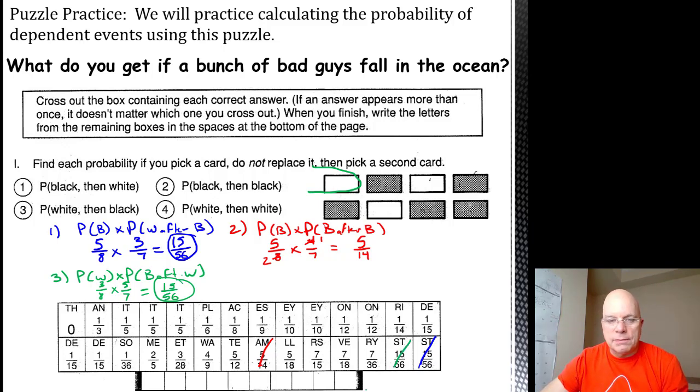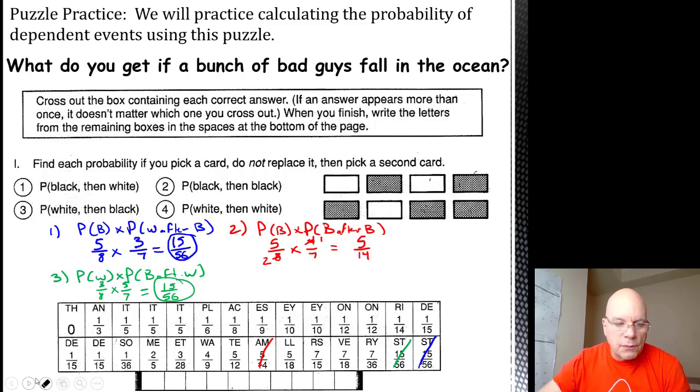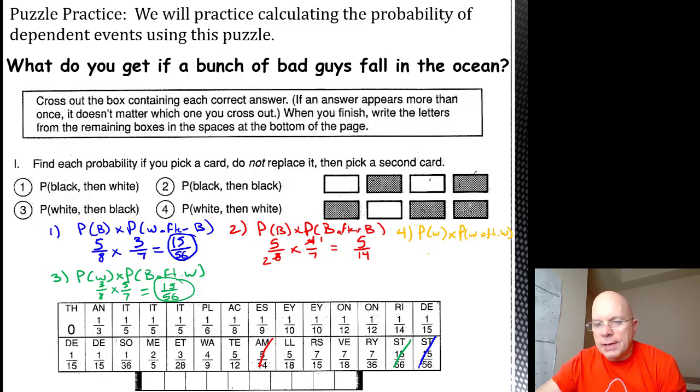So we'll cross out the other 15/56. Doing number 4 now. Number 4 says probability of white, then white, so white after white. The probability of a white card is 3/8. But then if I don't replace it, so pretend you're covering that one up, there's 2 left of the 7 remaining cards. So multiply by 2/7. The 2 and the 8 have a common factor of 2. This becomes a 1 and this becomes a 4. So in simplest form, it's 3/28. That probability is 3/28.